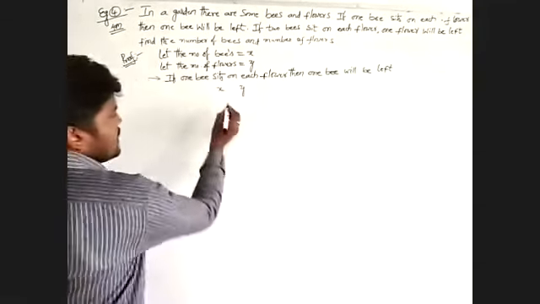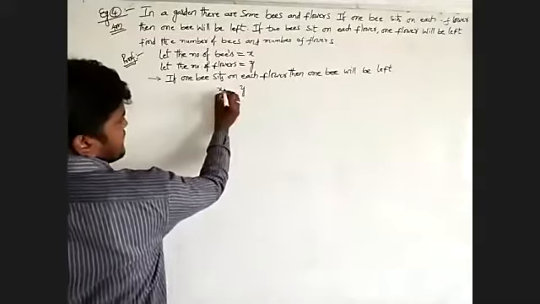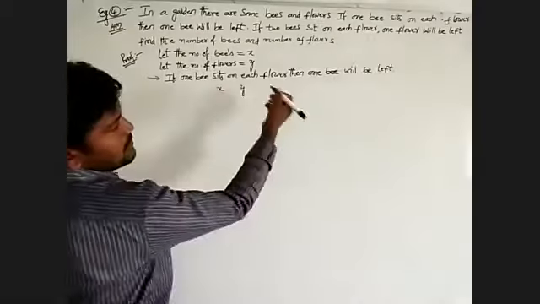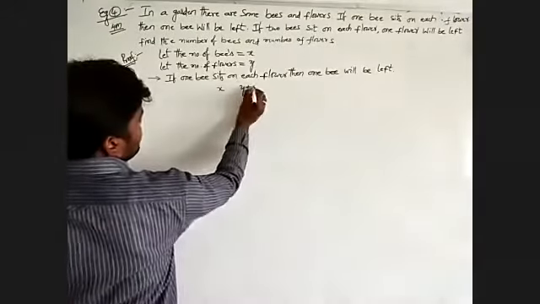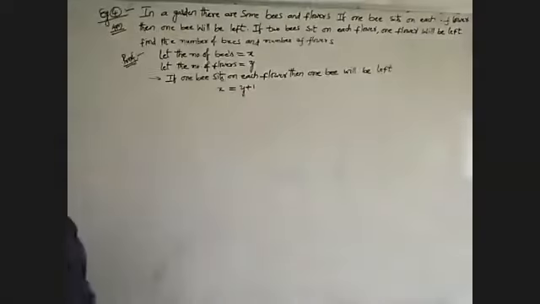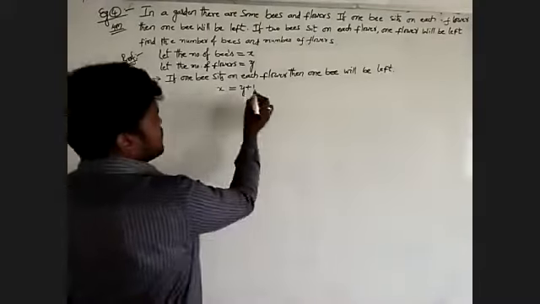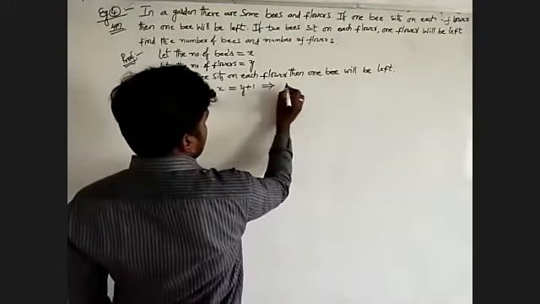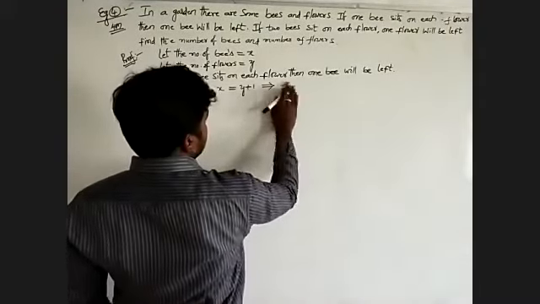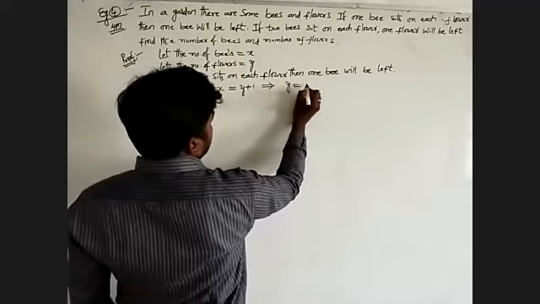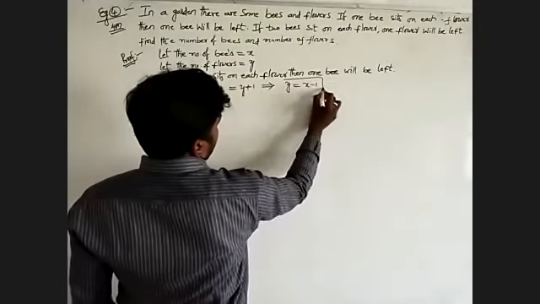One bee will be left means x minus 1. Minus 1 goes to this side and becomes plus 1. That is x is equal to y plus 1. Then we write it as y is equal to x minus 1.